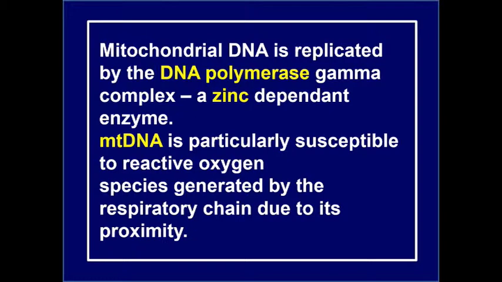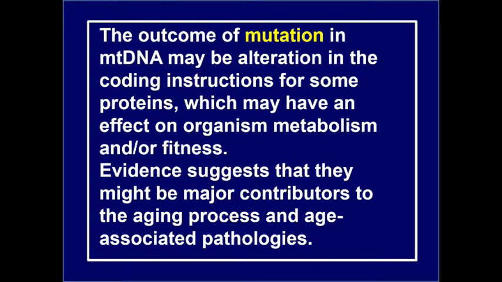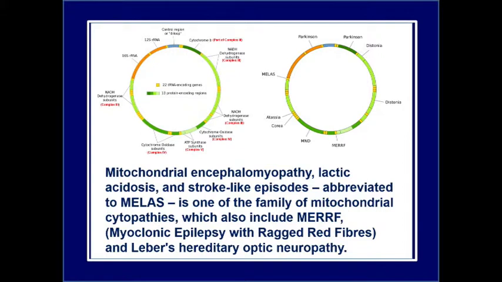Now, DNA polymerase can also repair. That's where we see DNA polymerase normally in the nucleus, it repairs it when the DNA is damaged by oxidative phosphorylation, or by free radicals. So mitochondria is particularly susceptible to reactive oxygen species or free radicals generated by the respiratory chain within itself. So this may lead to mutations in the mitochondrial DNA, which may alter the coding and the instructions of it. So here we see this circular structure of the DNA.